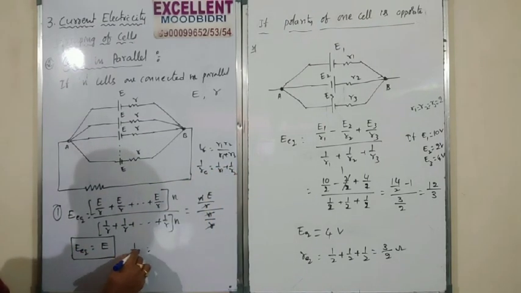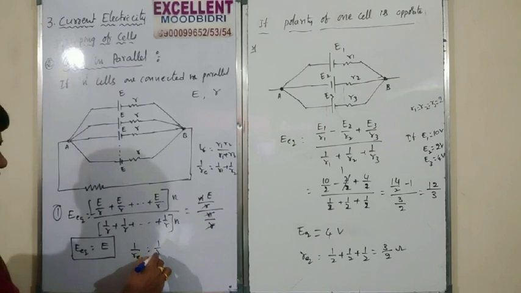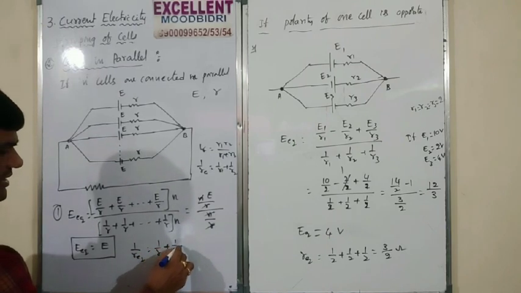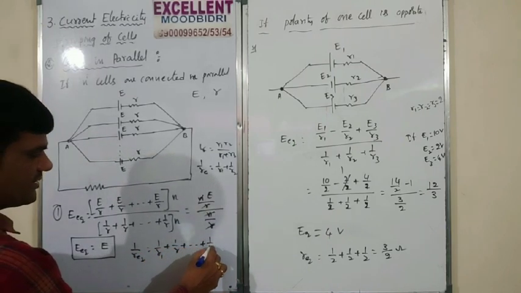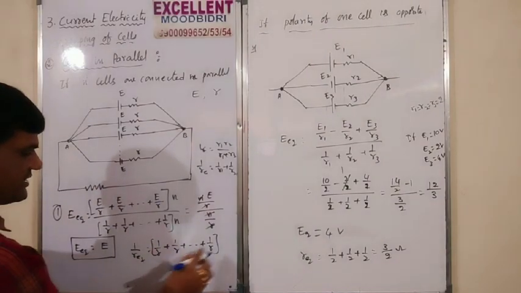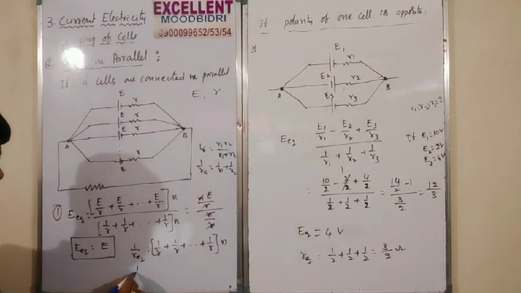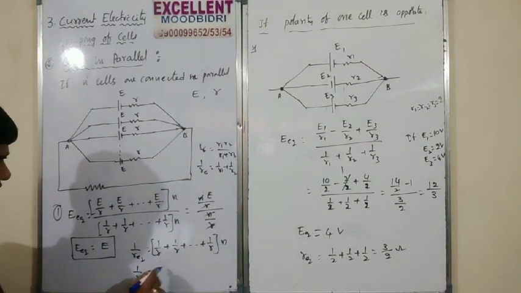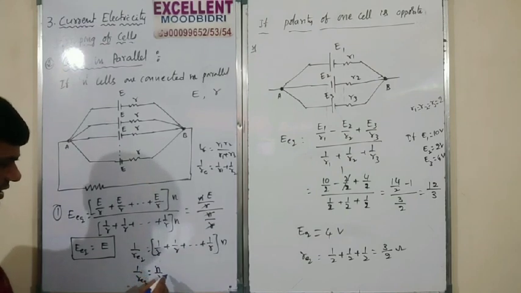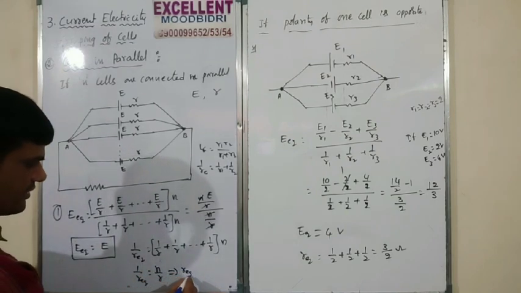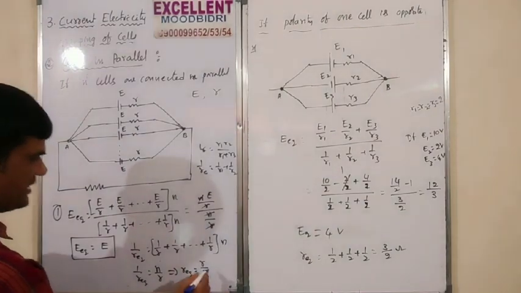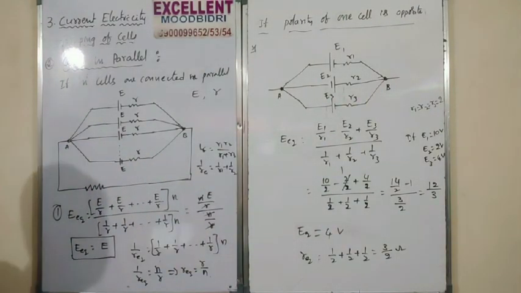So 1 by R equivalent is equal to 1 by R1 plus 1 by R2 plus so on, 1 by R, how many times? N times. Therefore, R equivalent is equal to N by R. So, R equivalent is equal to R by N. Same formula, R by N. So, that is the R equivalent formula.